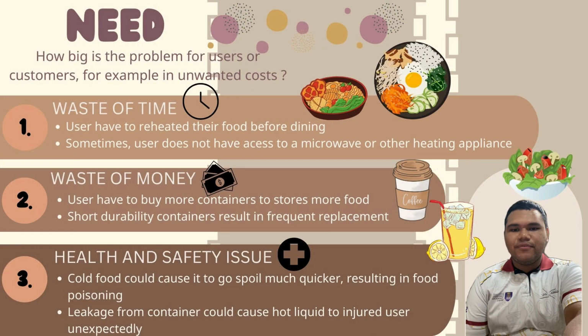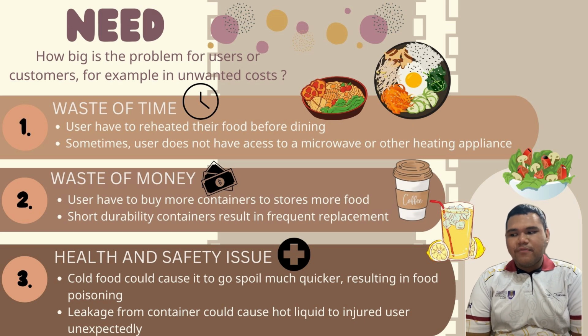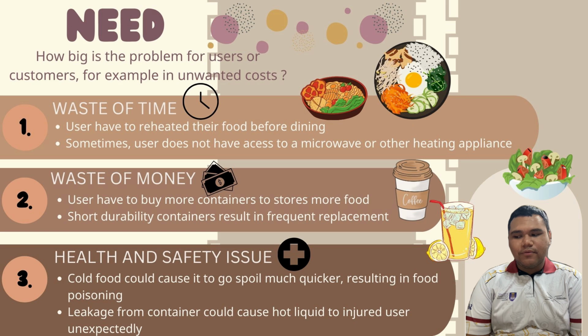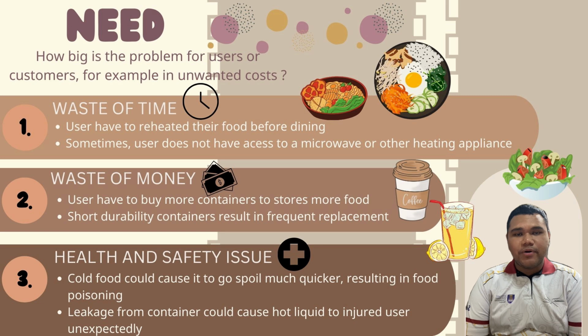And now moving to the fourth criteria, which is how big the problem is for the user or customer. For this section, we have identified three problems for our customer. The first one is a waste of time. Users have to reheat their food before dining. Sometimes users do not have access to a microwave or other heating appliance. This is mainly true for both workers and students because they do not have a lot of time allocated for break and lunch, usually around 20 or 30 minutes.